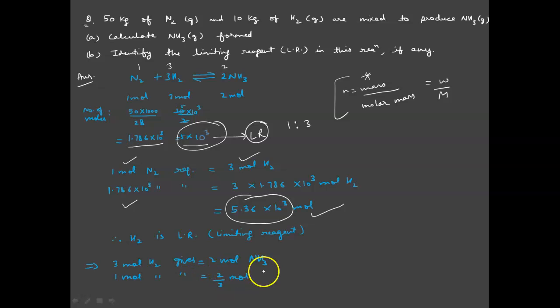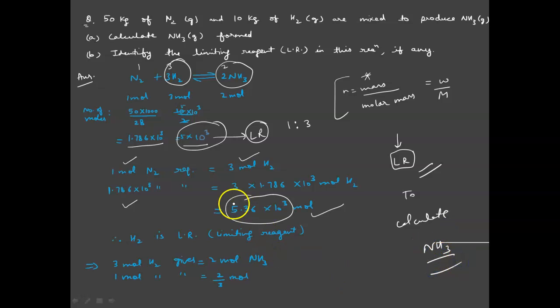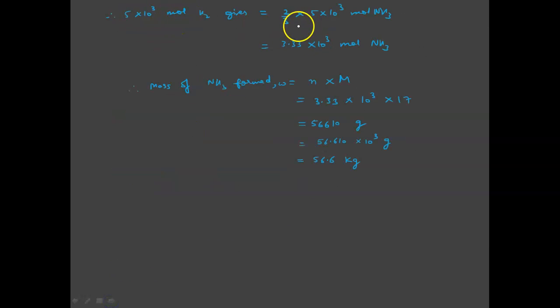So 3 mole hydrogen gives 2 mole ammonia. We will take these two because we have to calculate the ammonia. So we will take only the LR to calculate ammonia, because nitrogen is in excess amount, it is the excess reagent. So 3 mole gives 2 mole, 1 mole gives 2 by 3. Similarly, 5 into 10 to the power 3 gives 2 upon 3 into 5 into 10 to the power 3 mole. Comes out to be 3.33 into 10 to the power 3 mole ammonia.